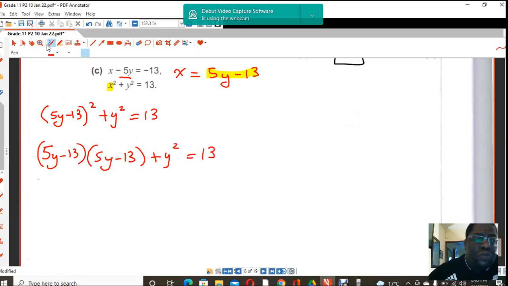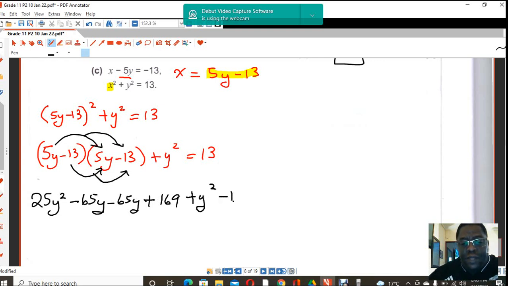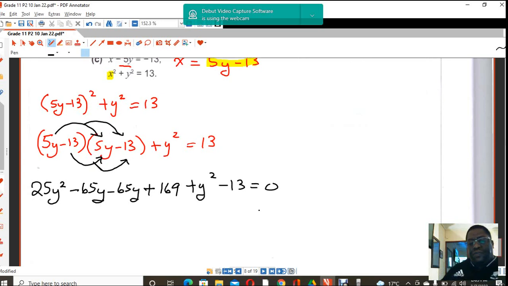So if you now clean this up, you're going to multiply this with that, you get 25y squared. You multiply that with that, you get minus 65y. And then you take the second one, you get minus 65y. And then you take this negative times negative, giving you a positive 169. Plus y squared minus 13. I'm going to bring that 13 over, okay? So everything can equal 0.